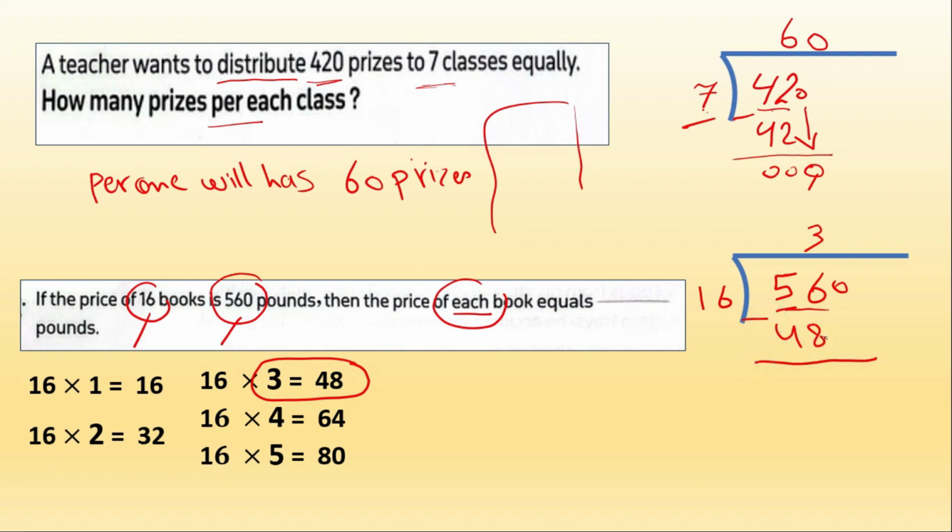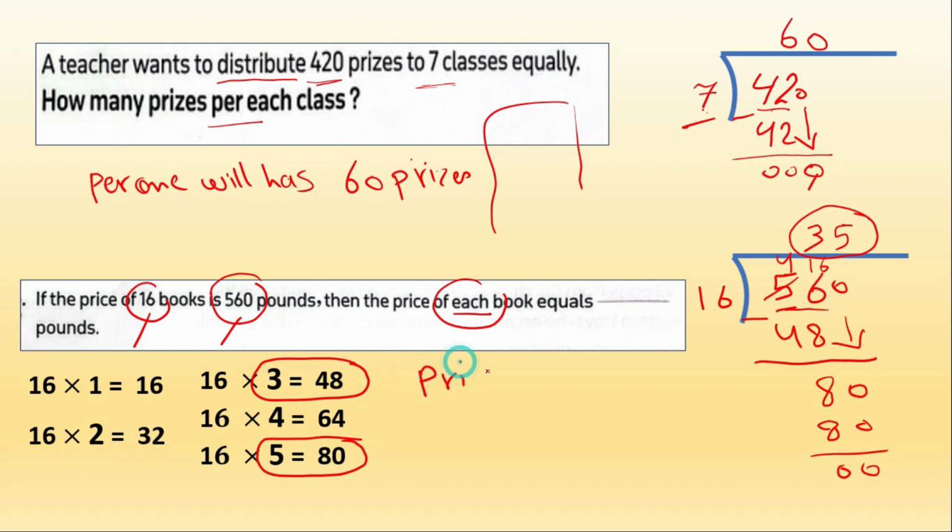Subtract 6 minus 8 can't be, borrow 1. 5 changes to be 4 and 6 changes to be 16. 16 minus 8 equals 8. Next step, drop 0. 80 divided by 16. Search for 80: 16 times 5. So 5 up and 80 down. Subtract 0, 0. Okay, so the quotient equals 35. Then the price of each book equals 35 pounds. Okay, that we have finished our lesson today. I hope you've got it.